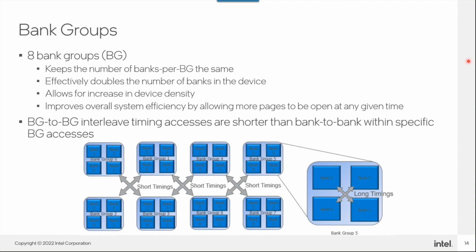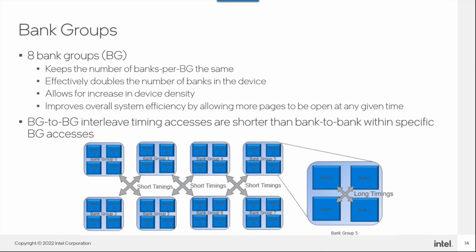And here, for the bank groups, DDR4 memory has increased. It was 4 bank groups for DDR4, and now it's 8. The total number of banks has also increased from 16 to 32. However, the number of banks per bank group is still the same, so we still have 4 banks in each bank group. The number of bank groups was doubled, which helps to increase the device density and the amount of data transmitted, as well as allows more pages to be open at any given time, thereby optimizing the overall system efficiency.